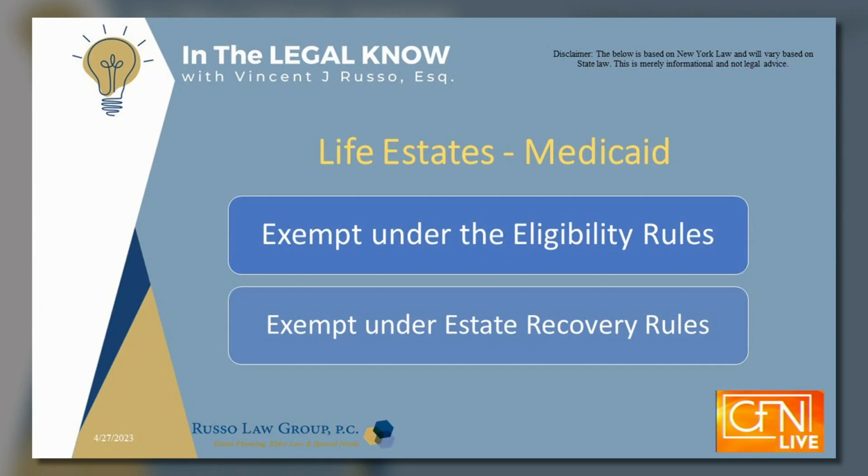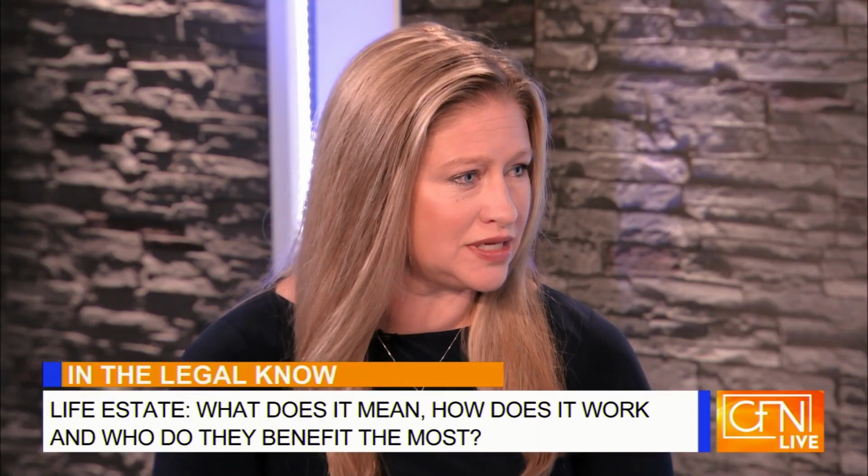Now, when you transfer a life estate, it is exempt under the Medicaid eligibility rules, which is great. You have a life estate, you can go on Medicaid, and it's also exempt under the recovery rules. So when you pass away, Medicaid cannot put a lien or a claim against your home. That's a big benefit of transferring your home and retaining a life estate. Yeah, it's very interesting and good to know. Can you give us an example?